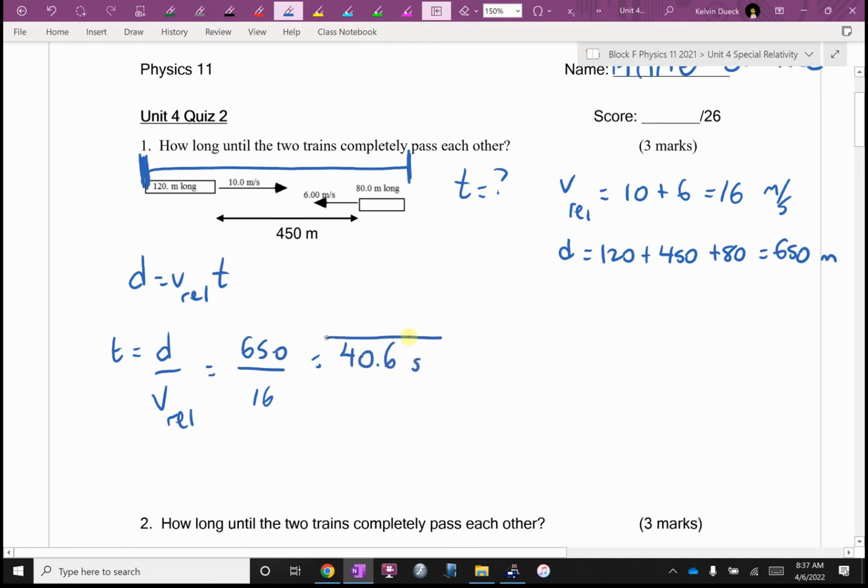If you got that, I would give you 3 out of 3. Otherwise, I would give you 1 mark if you found the relative speed correctly. I would give you 1 mark if I saw that. I would give you a half mark for getting the T by itself, and a half mark for the answer.